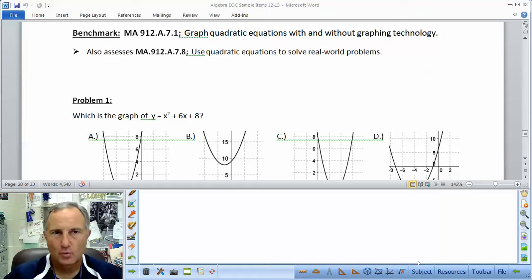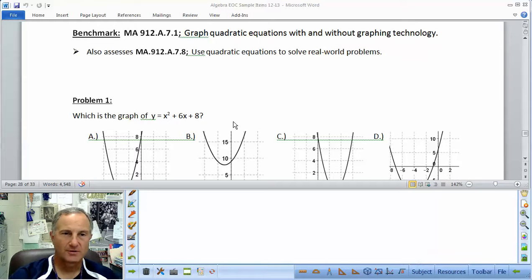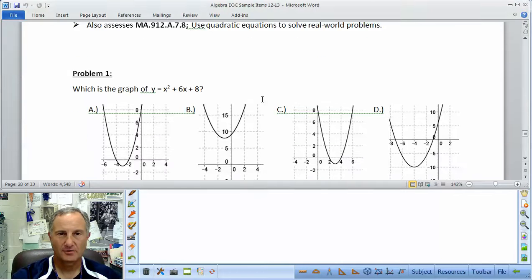Section 7.1. Now let's get into the end of this last couple of sections here. Graph quadratic equations with and without graphing technology. This we just finished up doing in the last chapter, chapter 9, so this should be pretty fresh in your mind. Let's take a look here.